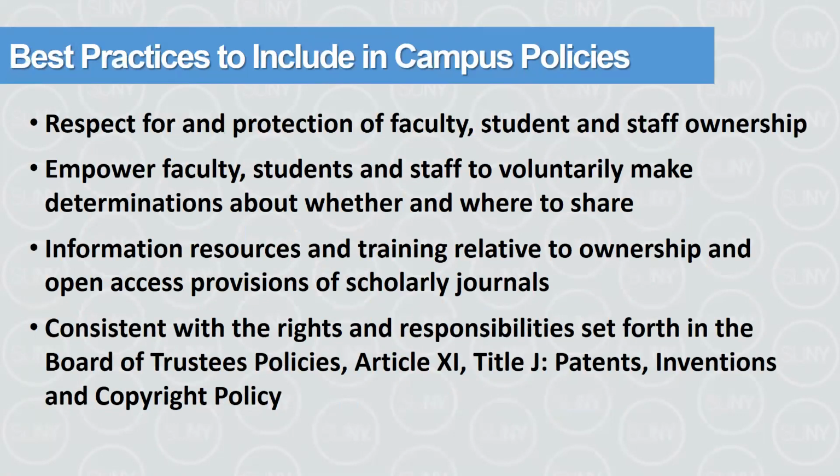Some of the best practices that we are saying campuses need to include in their campus policy are, again, respect for and protection of ownership, that voluntary commitment to determine when to share and how to share, information, resources, and training relative to the ownership, and we can talk about that in a little bit. And again, making sure that we're consistent with Article 11, Title J, Patents, Inventions, and Copyright Policy. So making sure everything stays in alignment there.